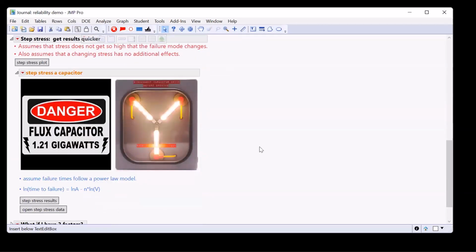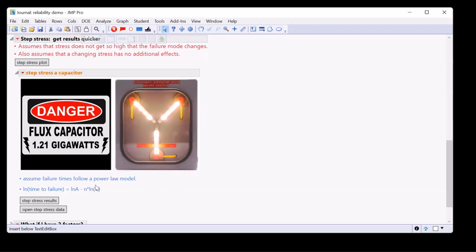So we're going to step stress, and you want to go up to some high level of stress, but you want to make sure you don't hit it with such a high voltage that it fails due to some other failure mechanism. So you want to avoid, 1.21 gigawatts is pretty high. You want to make sure that you don't overstress your part and so change the failure mechanism.